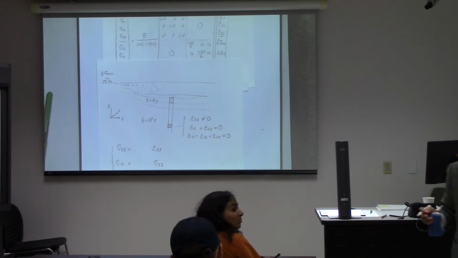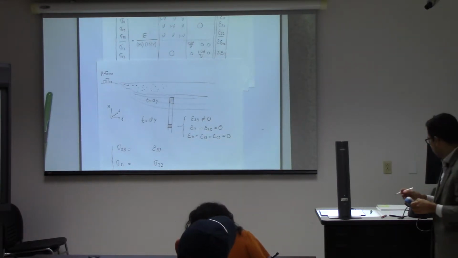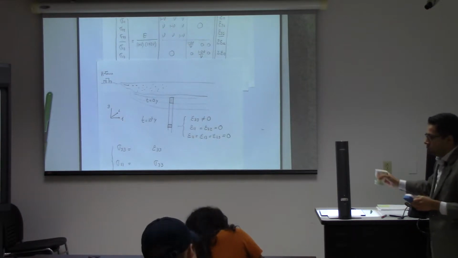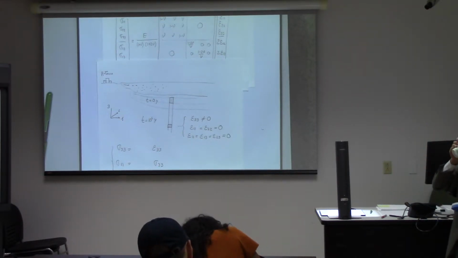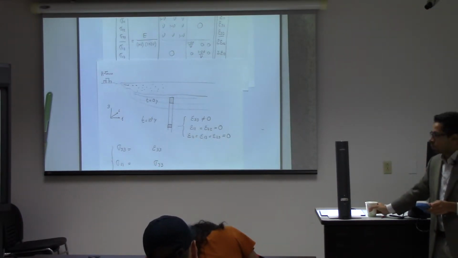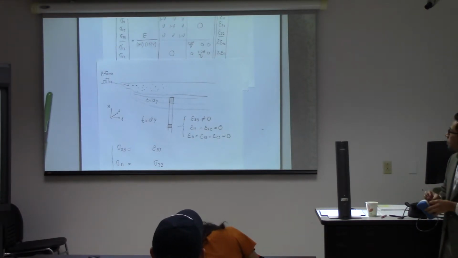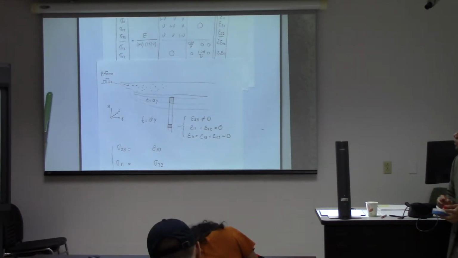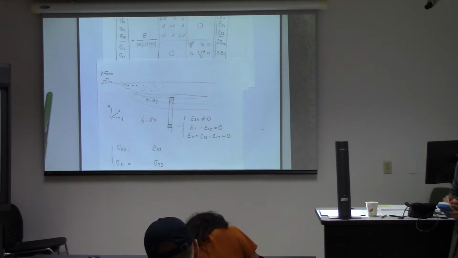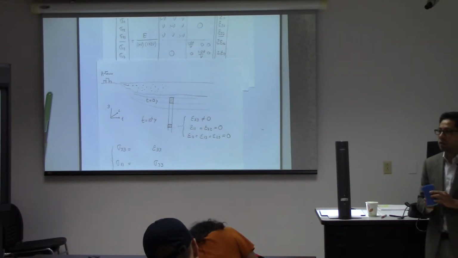Say again, what's going to be? So it's E as in Young's modulus times Poisson ratio times epsilon 33 divided by the same thing right there, 1 plus Poisson's ratio times 1 plus 2 times Poisson's ratio. I think we can simplify that a little bit. Did someone else get another answer?